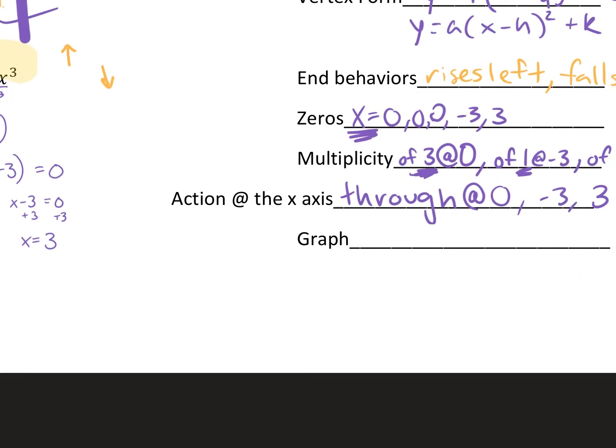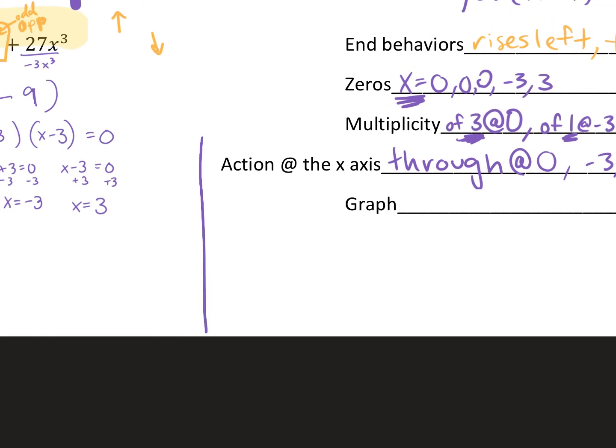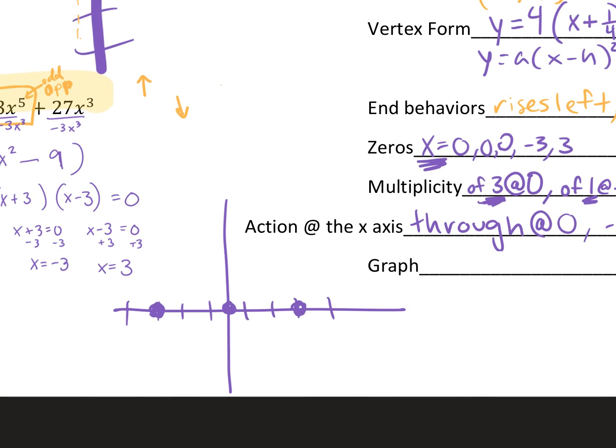All right, and then last, let's graph it. So I'm going to put my graph here. So I'm going to put my zeros. So I have a 0 at 0, -3, and +3. And then next I want to put my end behavior, so the arrows. So out of the left 0, I'm going to go up. Out of the right 0, I'm going to go down. And then through all of our points on the x-axis, we go through them. So I cross the graph, and cross the graph. So my graph looks like this.